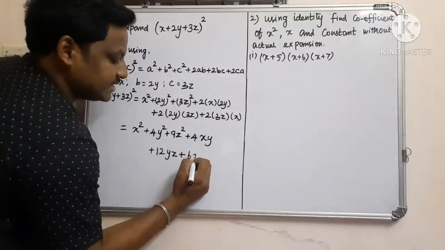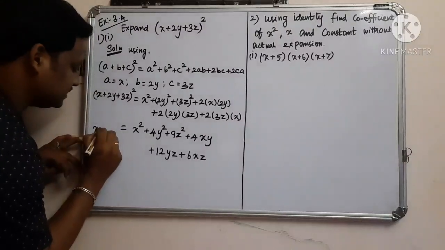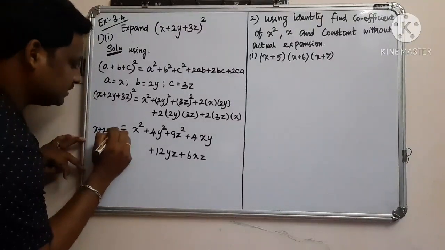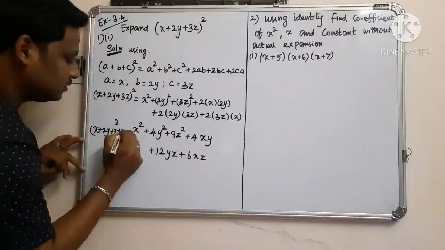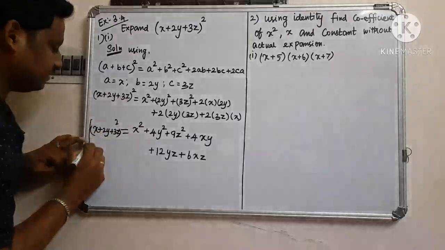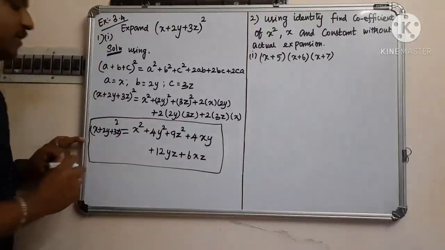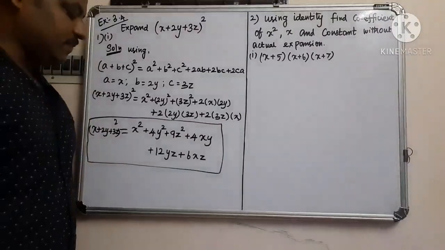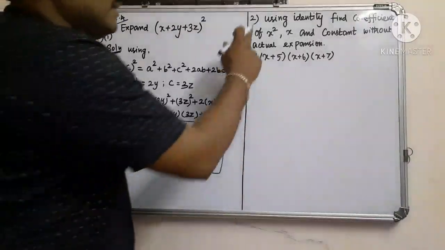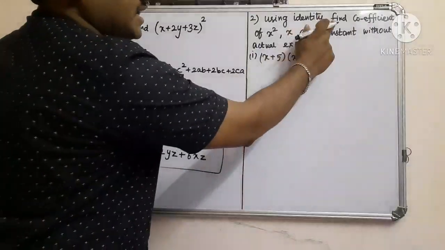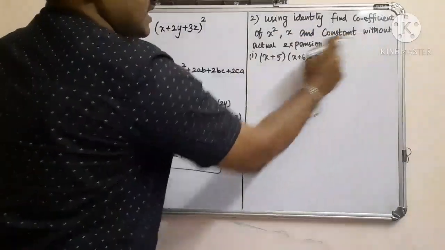x into z, xz. So this is the expansion of x plus 2y plus 3z the whole square, which is equal to x square plus 4y square plus 9z square plus 4xy plus 12yz plus 6xz. Understood?